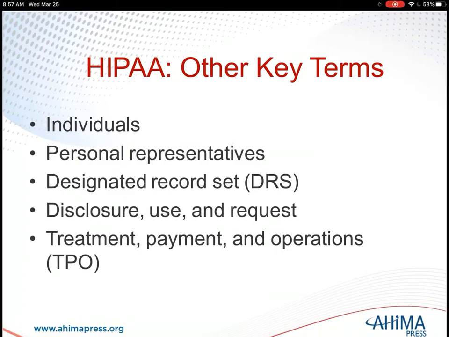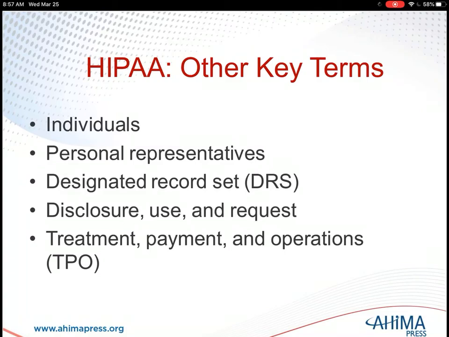We are still talking about the HIPAA privacy rule and moving on to Section 3 that starts on the bottom of page 215. We're going to get into some HIPAA terminology. Now, in addition to understanding who and what the HIPAA privacy rule applies to, there are some additional terms of art that further explain the rule's applicability. These include individuals, personal representatives, the designated record set, disclosure, use, and request, treatment, payment, operations, and then we're going to talk about a few types of organizations that are recognized by HIPAA.